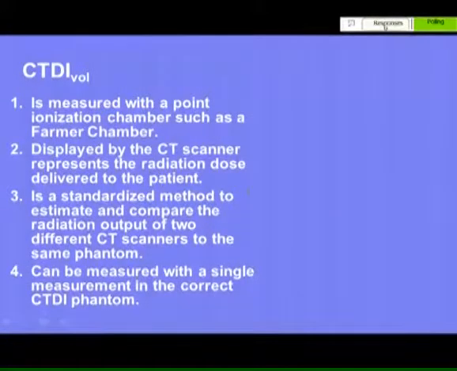All right, so here's our first SAMS question. CTDIvol is measured with a point ionization chamber such as a Farmer chamber. Displayed by the CT scanner represents the radiation dose delivered to the patient. Is a standardized method to estimate and compare the radiation output of two different CT scanners to the same phantom, or can be measured with a single measurement in the correct CTDI phantom.